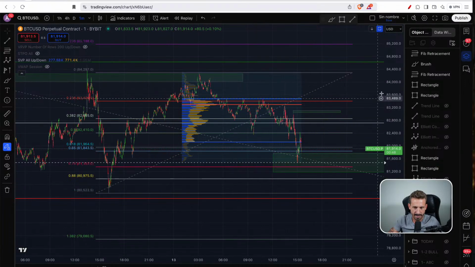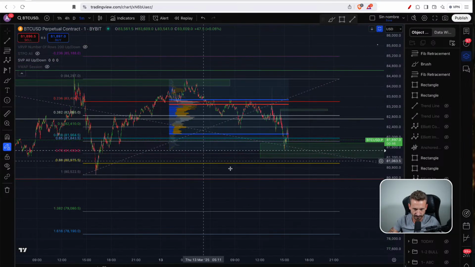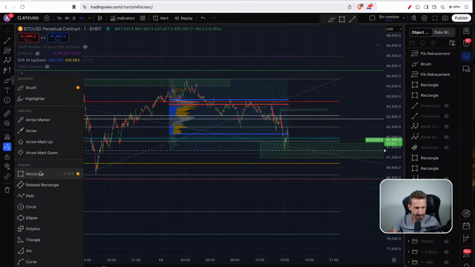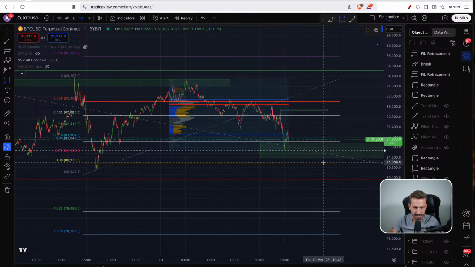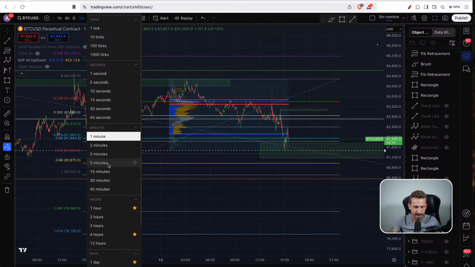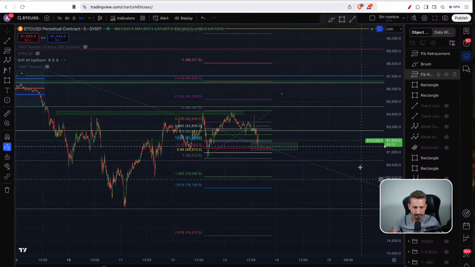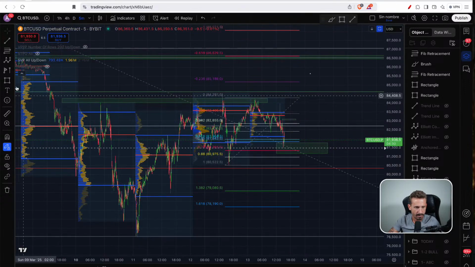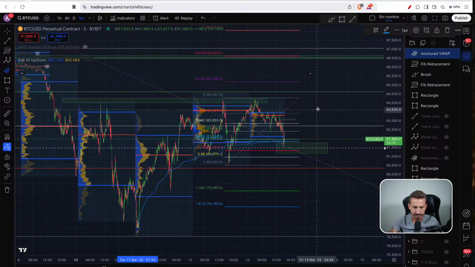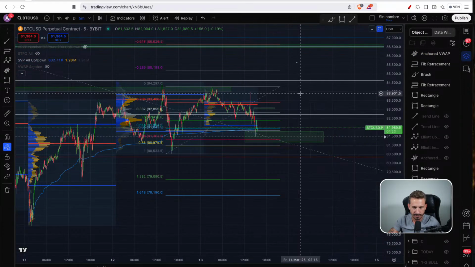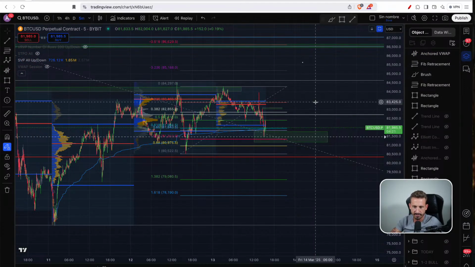Let's see if we can roll down, squeeze out. This is looking very, very cool. Very nice. Anchored VWAP. Let's take a look at anchored VWAP here again, because anchored VWAP is holding very nicely. Anchored VWAP from the lows. Very, very good level. We're holding that anchored VWAP very, very nicely.